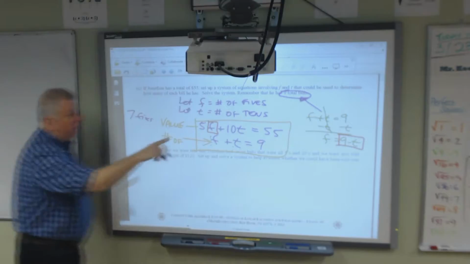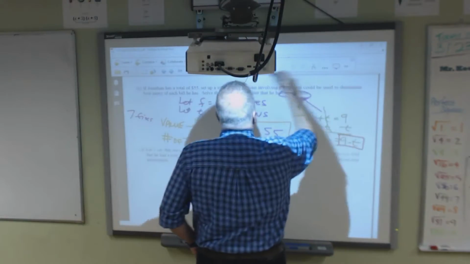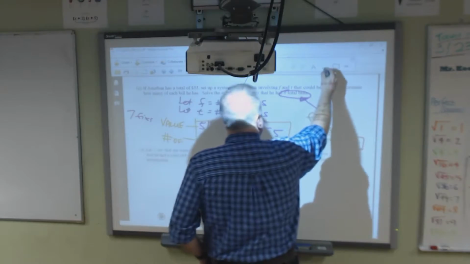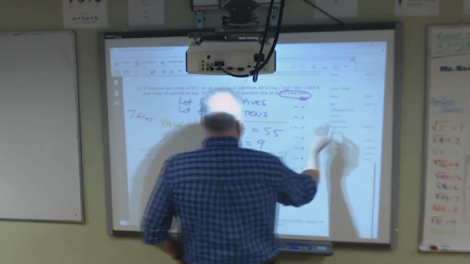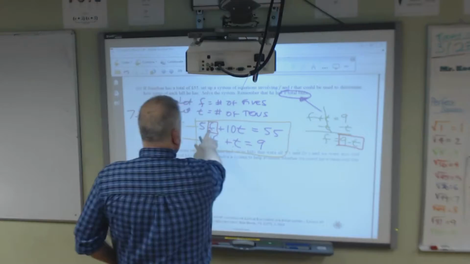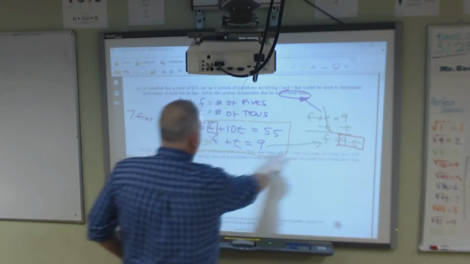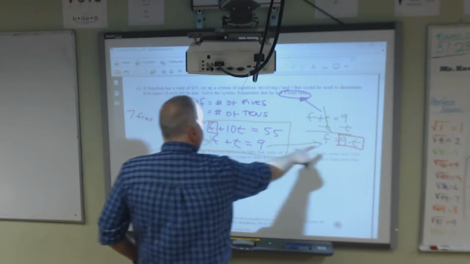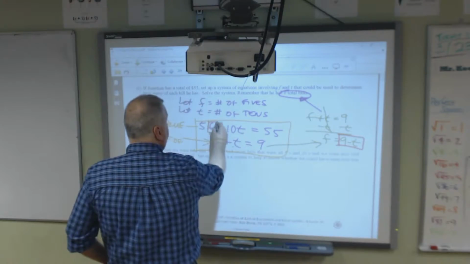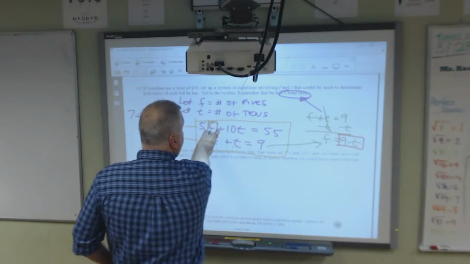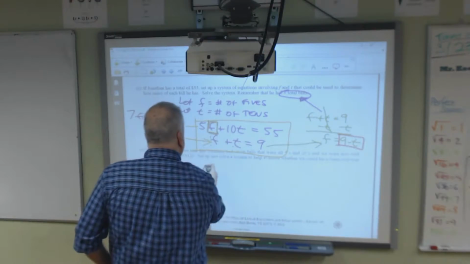This is the stuff we did last time you guys were here. You guys actually did really good with this stuff. So once I change this equation to where the F is by itself, F equals 9 minus T, we're going to replace this F. First, I'm just going to write the equation and leave a space where the F was.